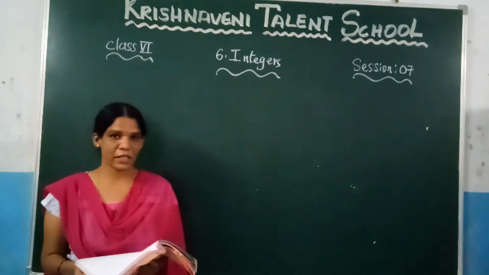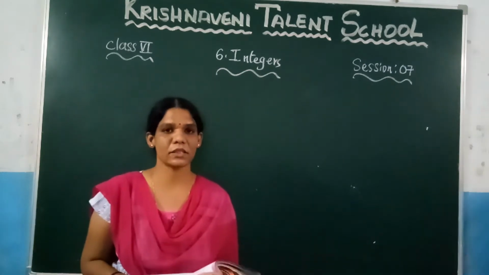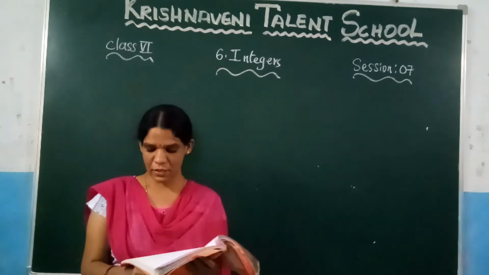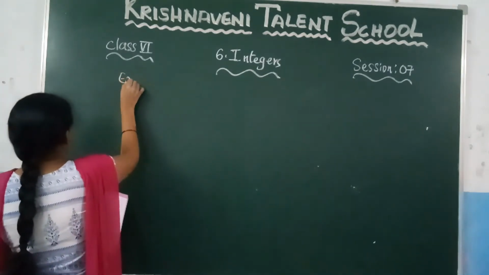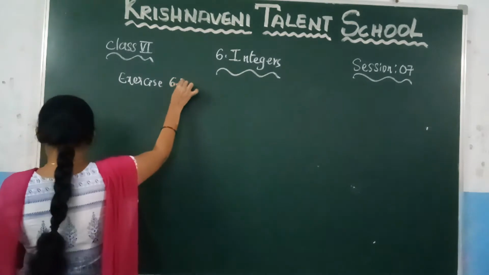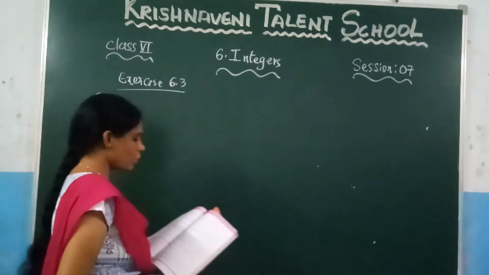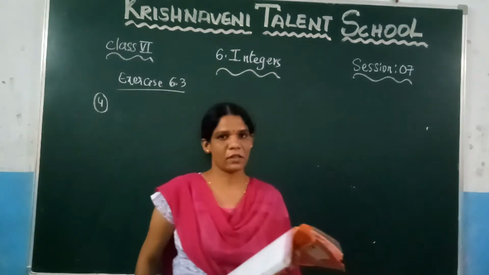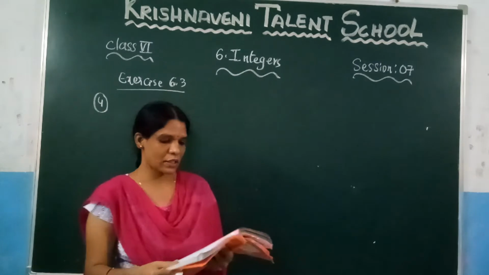In the last class, we discussed exercise 6.3 up to three questions. Let us see the third question in exercise 6.3, page number 81. So, let us see the fourth one, exercise 6.3, fourth question. Right here, what is the question given? Simplify.